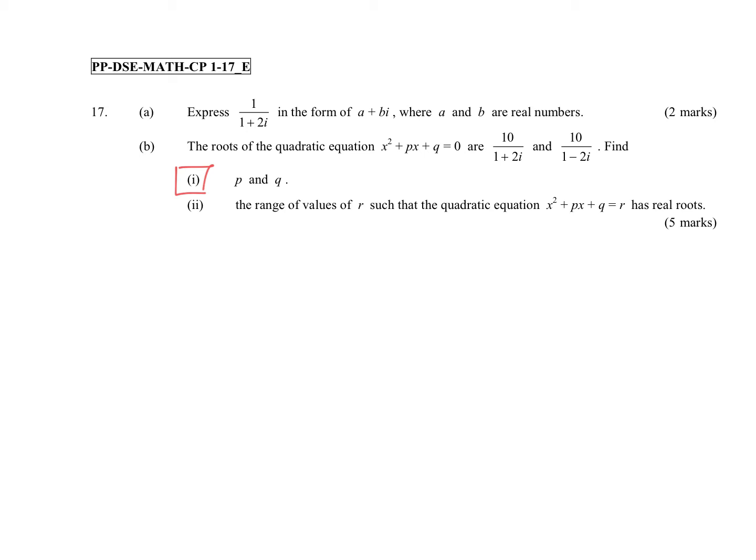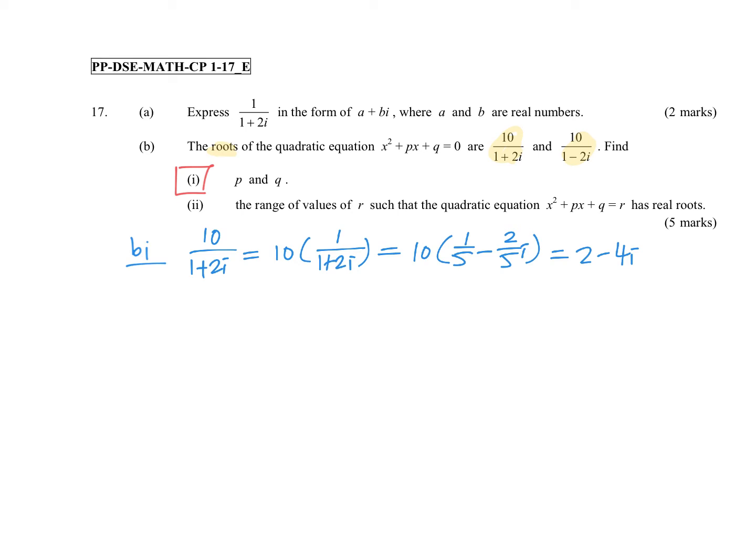And then for part B, B1, 10 over 1 plus 2i. So we are given two ugly fractions, and these would be the two roots, alpha and beta. But before we handle the roots, of course we try to simplify them as much as we can. So 10 over 1 plus 2i is basically 10 times 1 over 1 plus 2i. So it will be equal to 10 times 1 over 5 minus 2 over 5 i, and that will be equal to 2 minus 4i.